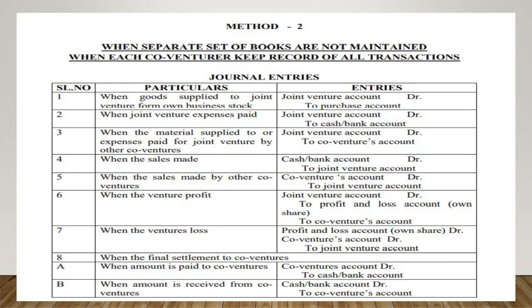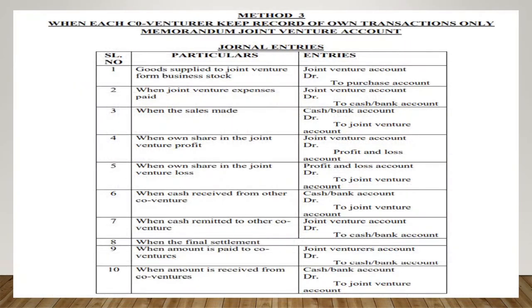Okay, this is method 2, recorded in the books of one co-venturer or all co-venturers. All co-venturers. Then in method 2, recording only their own expenses, when each co-venturer records own transactions only, that is called memorandum joint venture. The goods supplied to joint venture: joint venture to purchase. When joint venture expenses are paid by him: joint venture to cash. When the sales received, if he made sales: cash to joint venture.